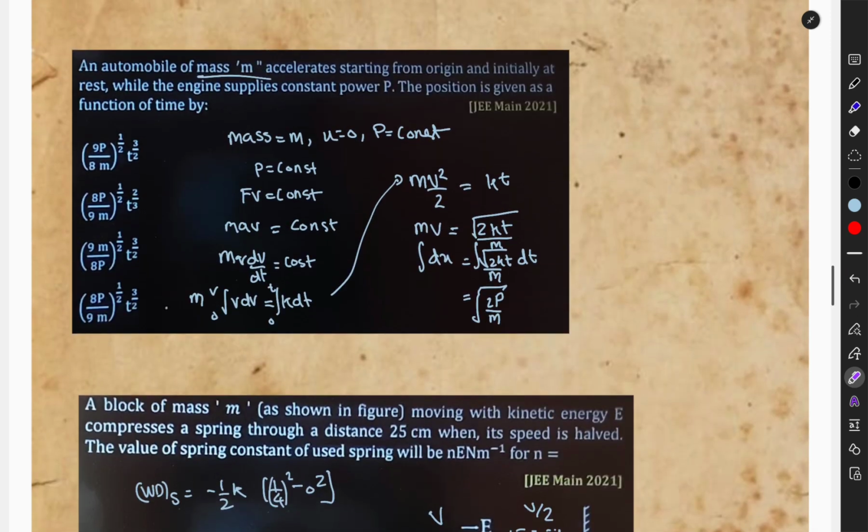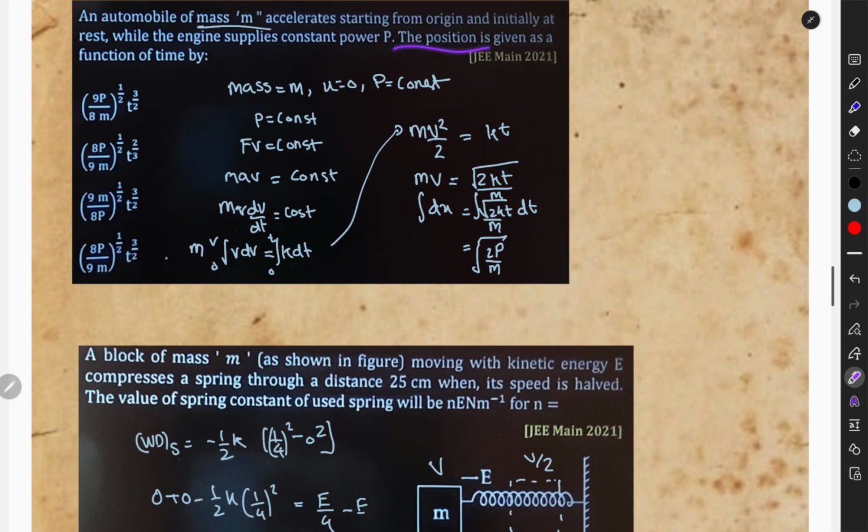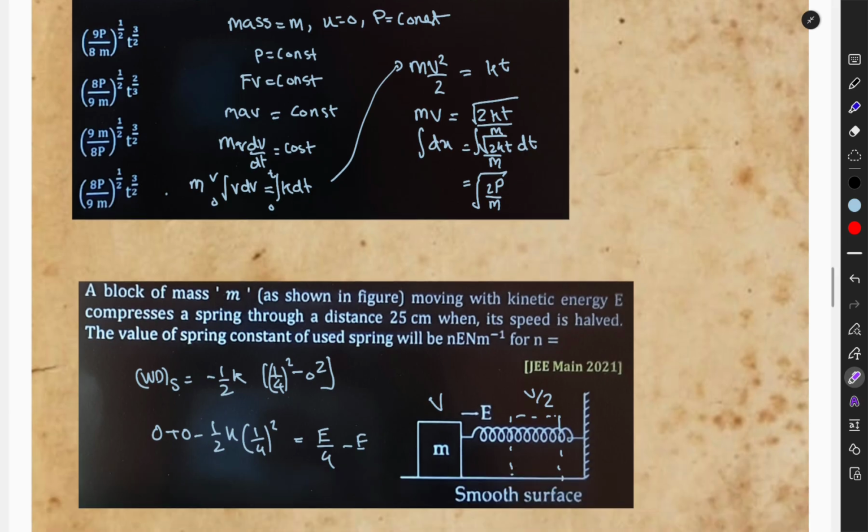Last two questions, and then we'll go for a new concept. An automobile of mass m starts from origin and is initially at rest, while the engine supplies a constant power P. Again, constant power, I think you know how to do this. We need to find the position as a function of time. The same method, but a different question. The physics is the same, but the mathematics is slightly different.